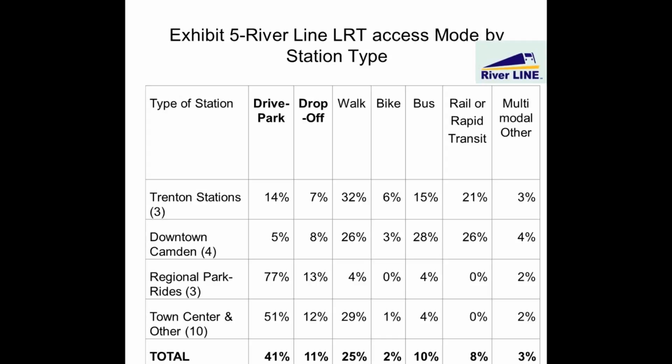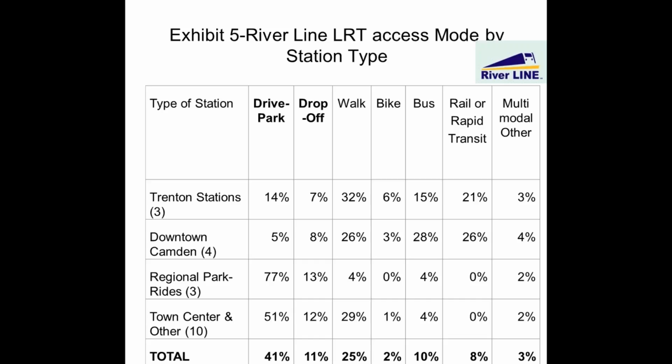This is an example of a light rail in New Jersey. It's called the River Line. It goes between Trenton and Camden. This just shows you how access varies by station. The Trenton and Camden stations are in the middle of cities, smaller cities, and there you can see it's mostly walk and a lot of intermodal with bus or rail.